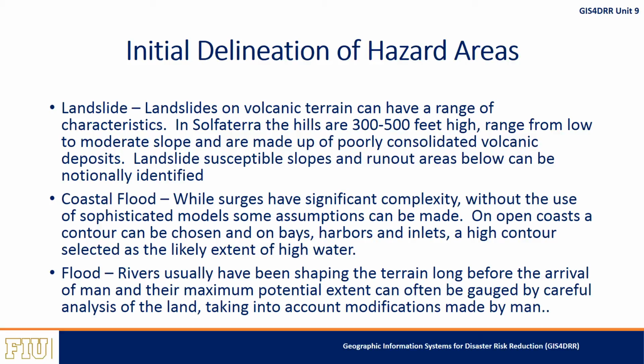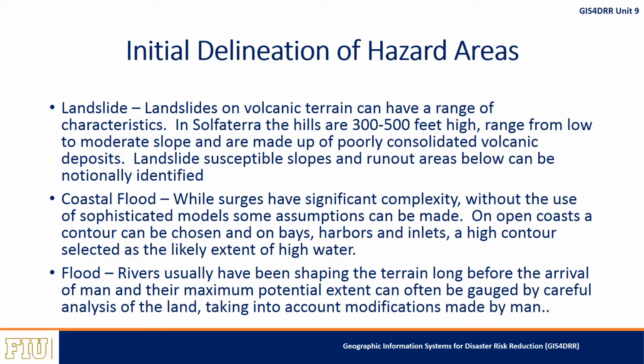Coastal flood. While surges have significant complexity, without the use of sophisticated models, some assumption can be made. On an open coast, a contour can be chosen, and on bays, harbors, and inlets, a higher contour selected as they likely extend higher in those locations. So in those cases, you select, based upon historical precedent, a contour and then buffer it maybe, go another 3 or 4 feet, and then follow that contour around the island, and that could be a risk zone.